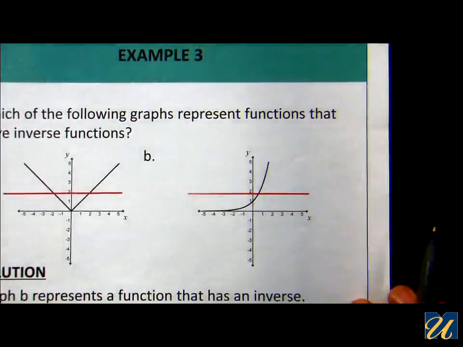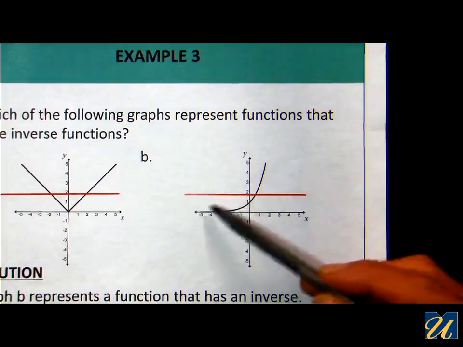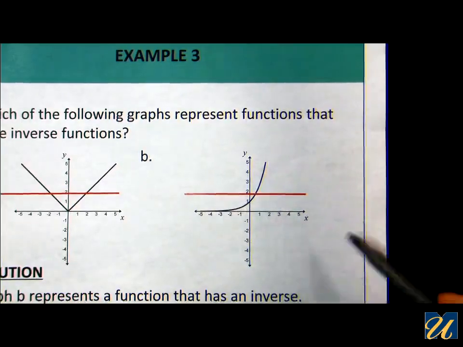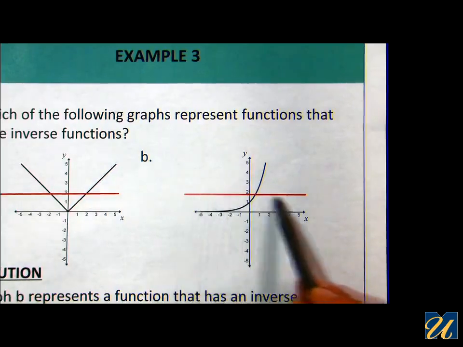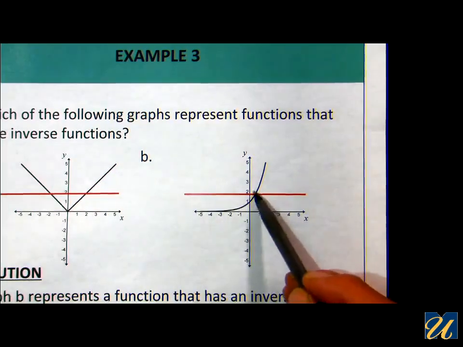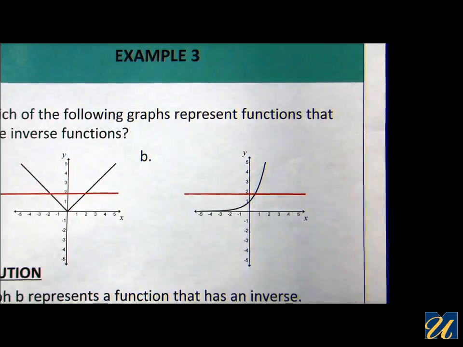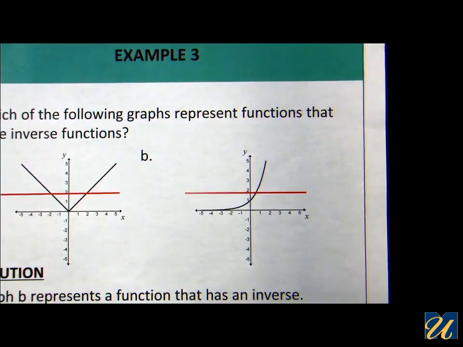Whereas in this picture here in B, this is a one-to-one function. It passes the vertical line test, so it is a function, and it also passes the horizontal line test, meaning that it crosses the graph of the function in only one spot. So we not only can make the inverse relation graph, that inverse graph will be the inverse function.